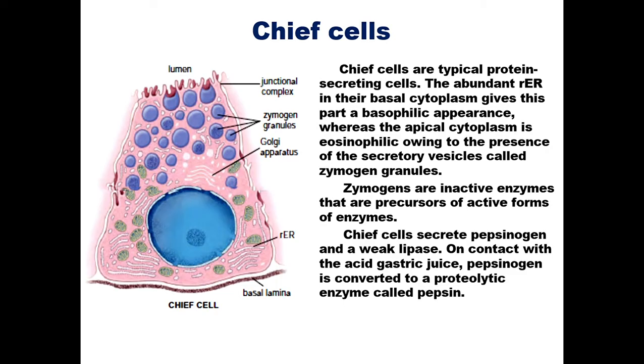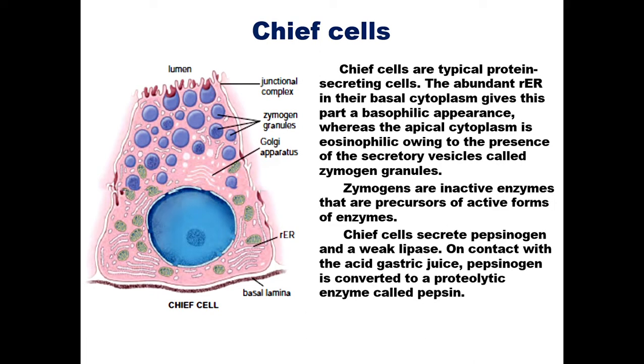The most numerous cells of stomach are chief cells and parietal cells. Chief cells are typical protein-secreting cells. The abundant rough endoplasmic reticulum in their basal cytoplasm gives this part a basophilic appearance, whereas the apical cytoplasm is eosinophilic owing to the presence of the secretory vesicles called zymogen granules.